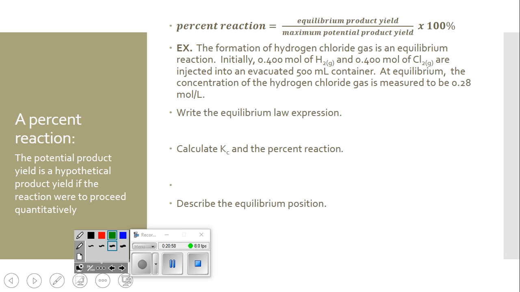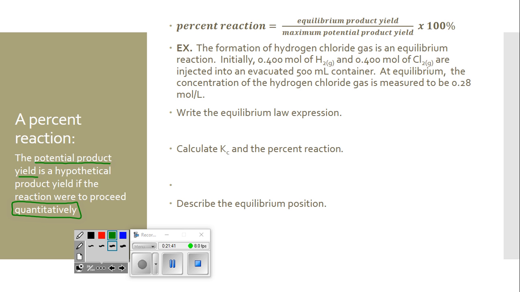Now, percent reaction is one of the things that you could use to determine which side of the reaction is favored. Percent reaction is where we compare the potential product yield that we could get if the reaction were quantitative. When we're talking about equilibrium, the whole point is that the reaction wasn't quantitative. It didn't complete. All of the reactants did not become products. To figure out a percent reaction, we're going to imagine that they did and figure out what would have been the maximum if it were quantitative. So the formula is up there.